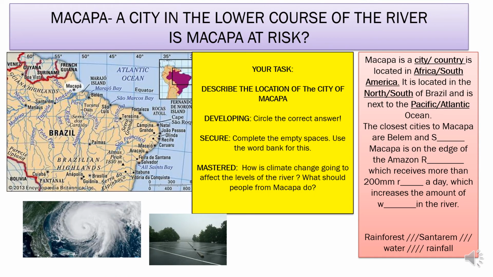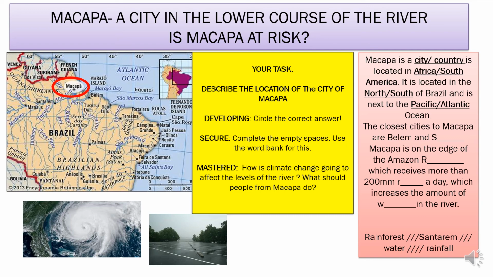Our third and last learning outcome for today is the city of Macapa in the lower course of the river, and if Macapa is actually at risk of flooding. On this slide, you have got a map of Macapa. Macapa is located right here. For this task, you will have to look at the map and describe the location of the city of Macapa.